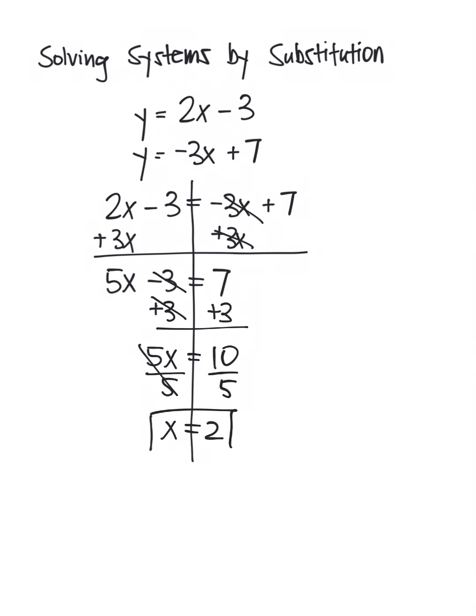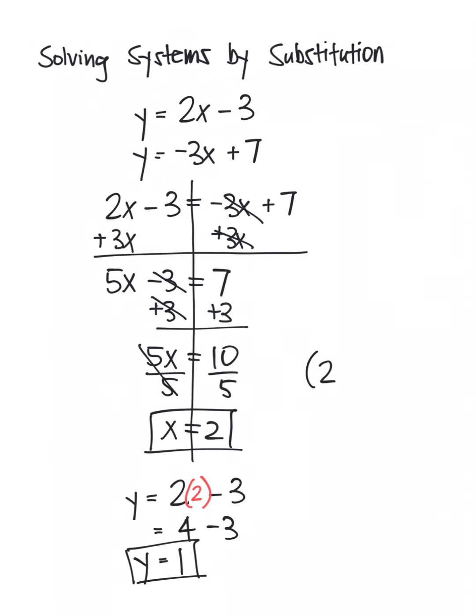So now that I know what x equals, I'm going to figure out what y is. I'm going to go back up here and pick one of these equations. It doesn't matter which one. I'm going to pick the top one and substitute the x for 2. So now I'm going to work out that equation. 2 times 2 is 4 minus 3. 4 minus 3 is 1. So y equals 1. And now I know x is 2. And so those two lines are going to meet where x is 2 and y is 1.